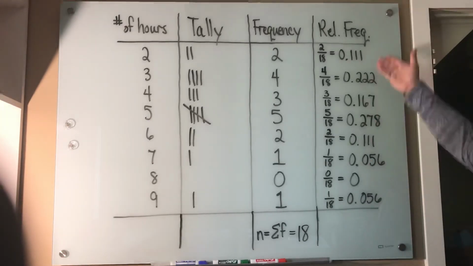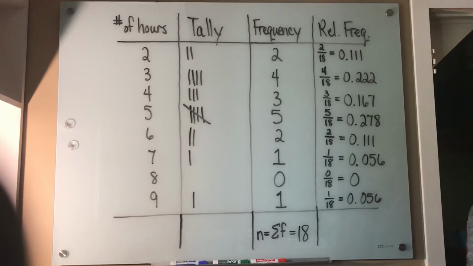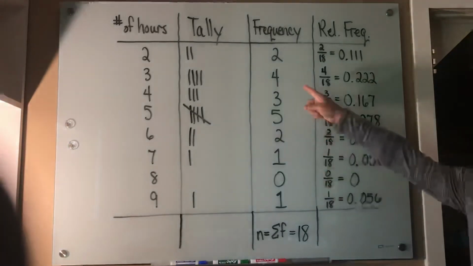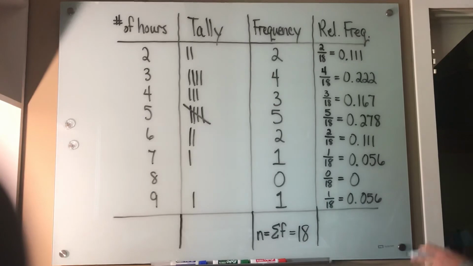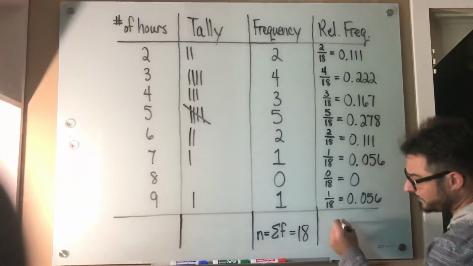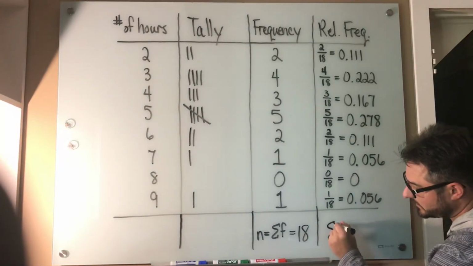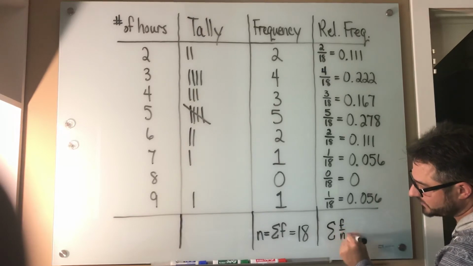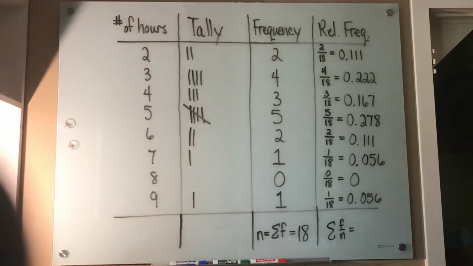Now, that's all we actually need as far as the relative frequencies, but much like summing the frequency column, this provides us some level of error checking. The sum of the relative frequencies should be equal to 1.